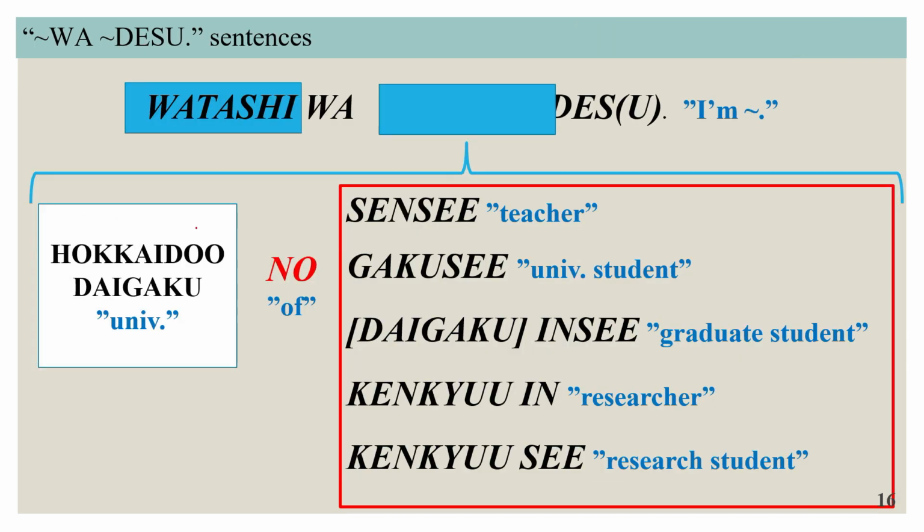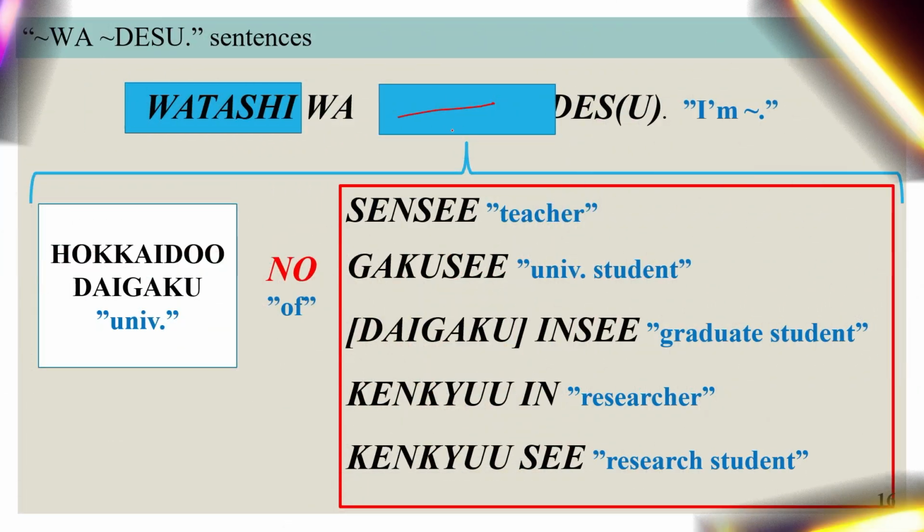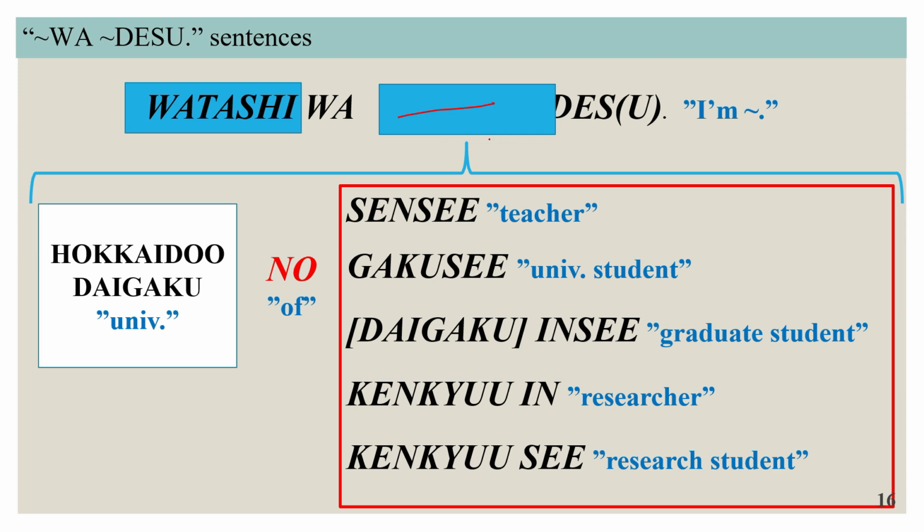So let's see more sentences. Watashi wa Leske desu. Watashi wa, your name, desu. I am Leske. Watashi wa Leske desu. In Japan, last name comes first.